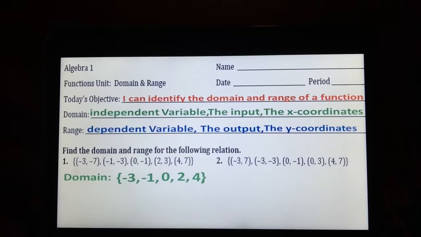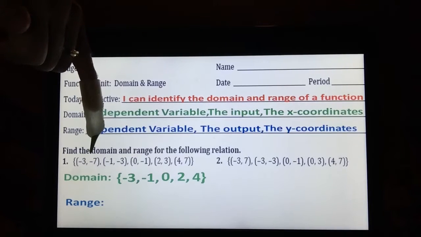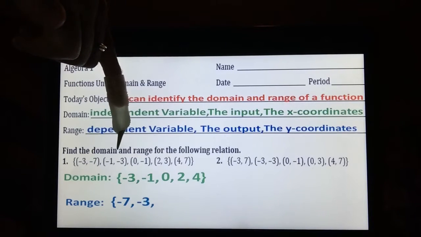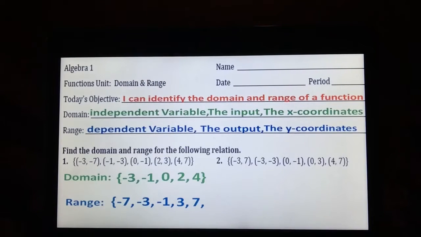Those are my domain. Now, the range, again, is the y-coordinate. So that would be the second number of each ordered pair. So the second number of this ordered pair is -7. This one would be -3. This one would be -1, 3, and 7. So we have 5 that are part of the domain and 5 that are part of the range.